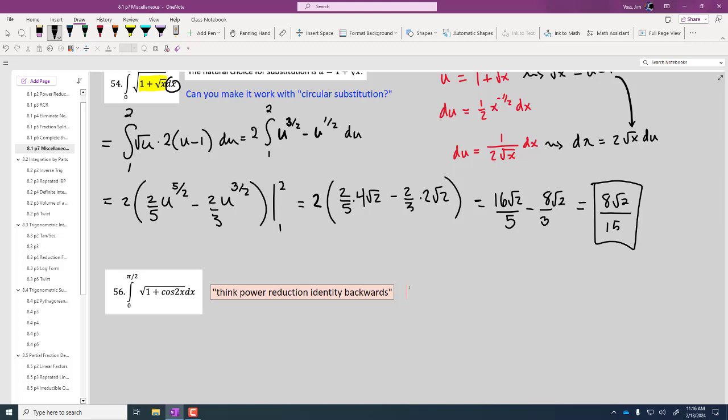And you missed the subtraction by 1, correct? Say that again? You missed the plug-in for the lower bound. I totally forgot to plug in the lower bound. It's not 0. So there's the upper bound. If we subtract off the lower bound, we're going to get minus 2 multiplied by, plugging in a 1, 1 to the 5 halves or 1 to the 3 halves is 1. So we'll have 2 fifths minus 2 thirds.